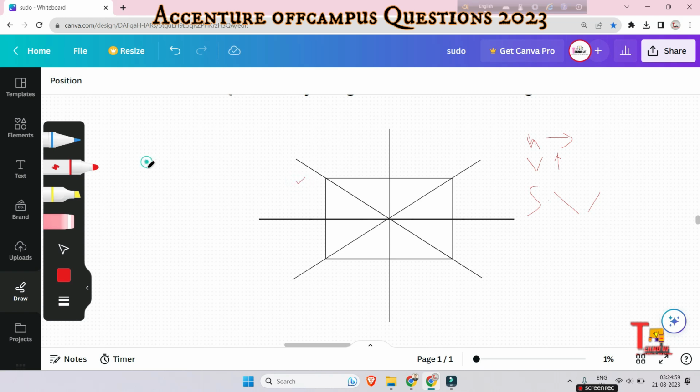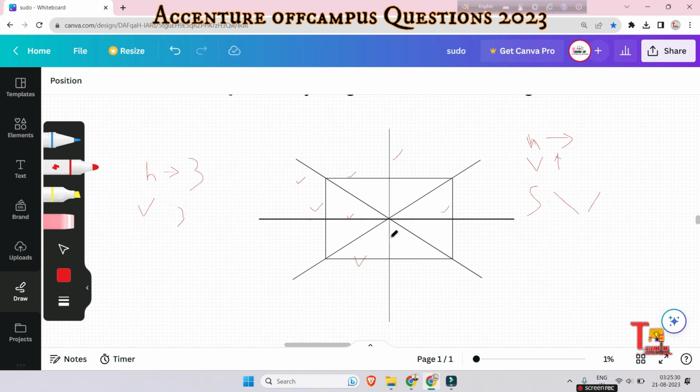Count the straight lines individually, that is, at first check how many horizontal lines are there. So this is one horizontal line, this is one horizontal line, and this is one again. So three horizontal lines are present in the figure, right? And how many vertical lines are present in the figure? One and two and three, right?